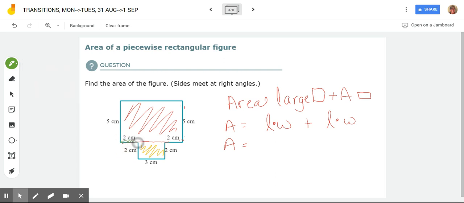Oh, I walked 2 centimeters. How far did I walk now? 3 more. So I've walked 5, 2 more, 7. So this is 7 centimeters.